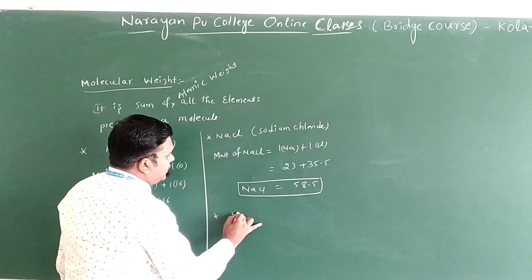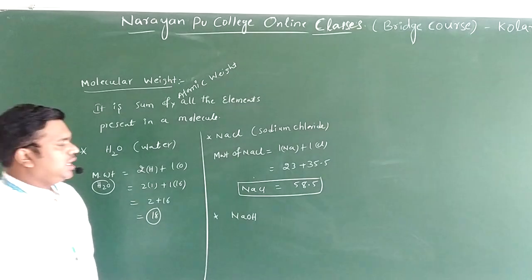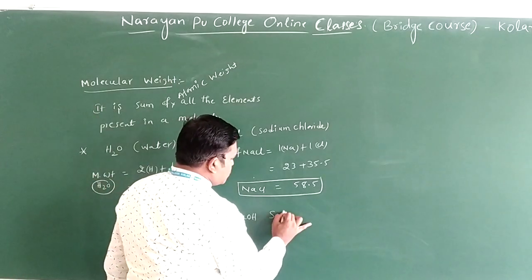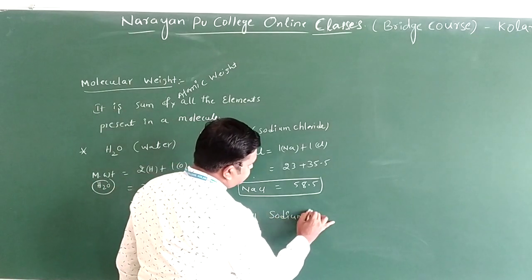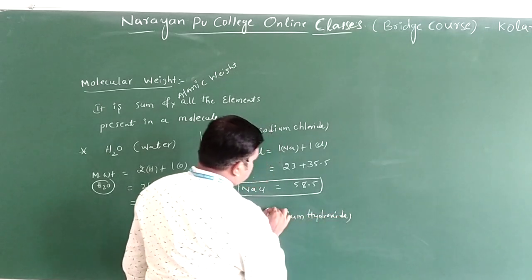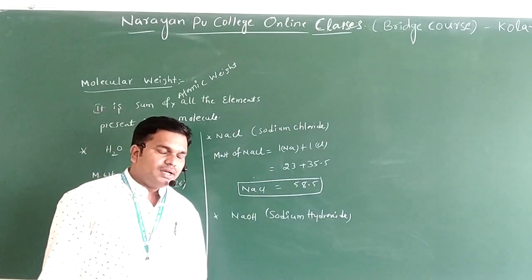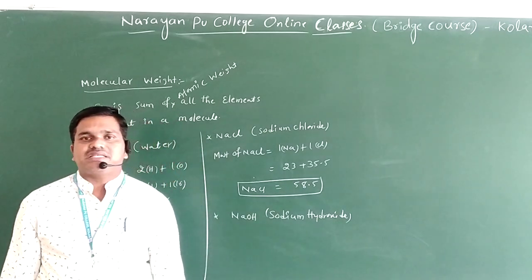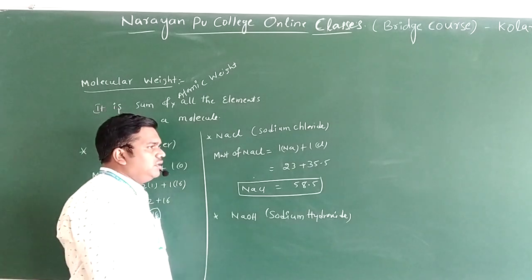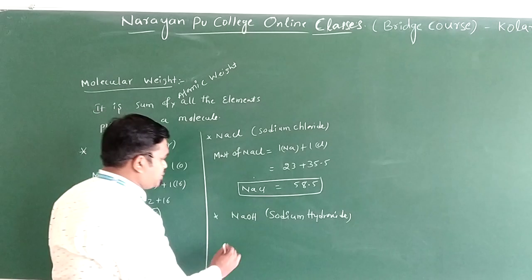Let us see one more example. We have NaOH. What is NaOH? NaOH is sodium hydroxide. Is sodium hydroxide an acid or a base? It is a base. Why? It gives OH minus ions in solution. Now we have to find out the molecular weight of NaOH.